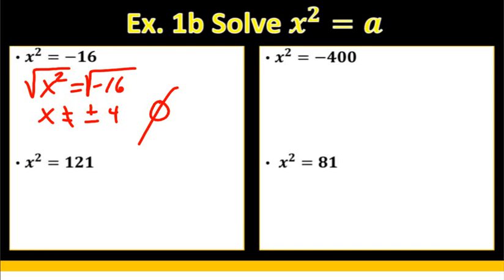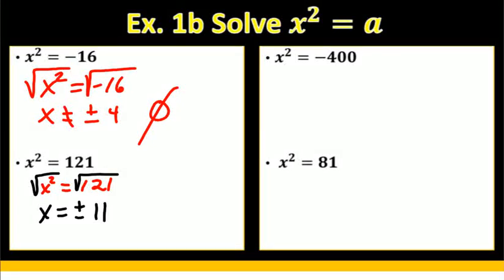Let's look at the second example. X squared equals 121. Now to find the root of this one, I need to get rid of the square. So to undo a square, I find the square roots. Square root of x squared is x. Whatever I do on one side, I must do on the other side. So here it equals a positive and negative 11.